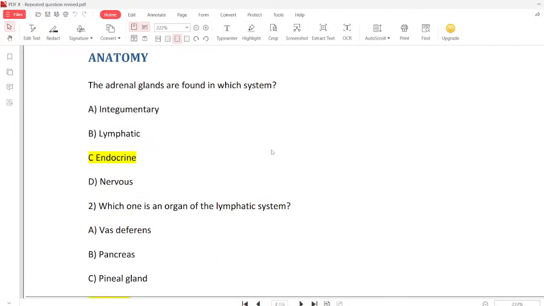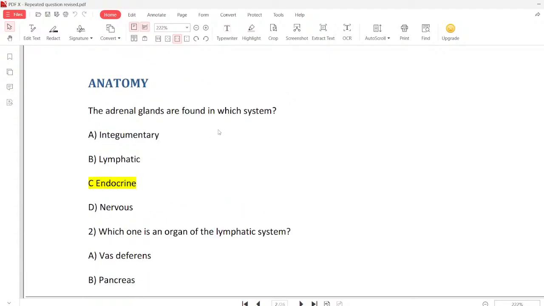And move on to the anatomy section. The adrenal glands are found in which system? This is also a most important question and most repeated question. The adrenal glands are found in the endocrine system. It's completely related to endocrine.